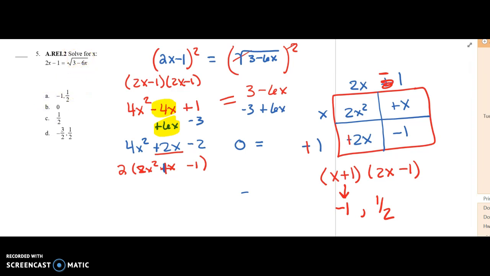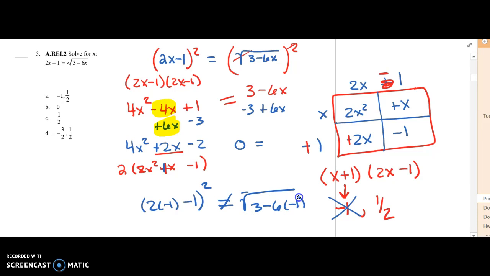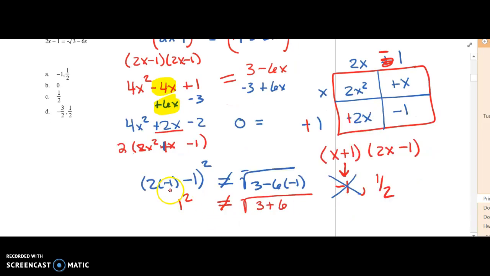However, I should always check, and it turns out that this is an extraneous solution when I try to plug it back in. 2 times negative 1 minus 1 squared will not equal the square root of 3 minus 6 times negative 1. As proof, 1 does not equal 3, so 1/2 is our only answer.